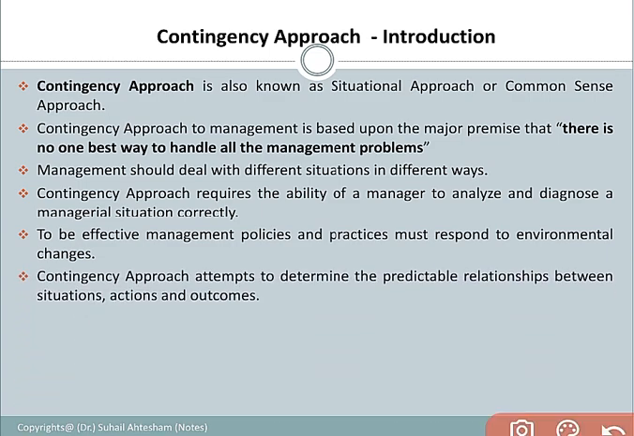Contingency approach attempts to determine the predictable relationship between situation, action, and outcome. Right. So here, the manager has to predict things, right? Predict the various strategies and planning, and make a predetermined plan in their mind, strategies and various techniques for overcoming the situations that can be possible in the formal organization, in relation between the situation, action, and outcome, right?